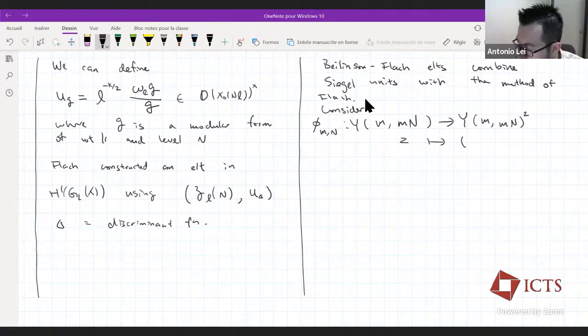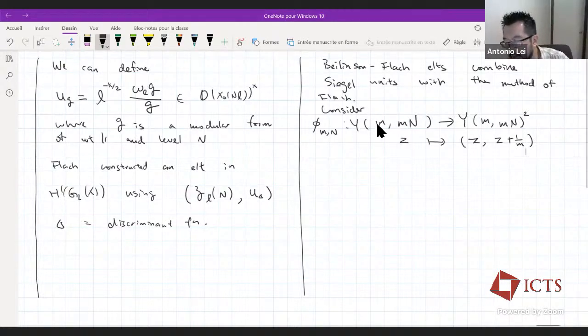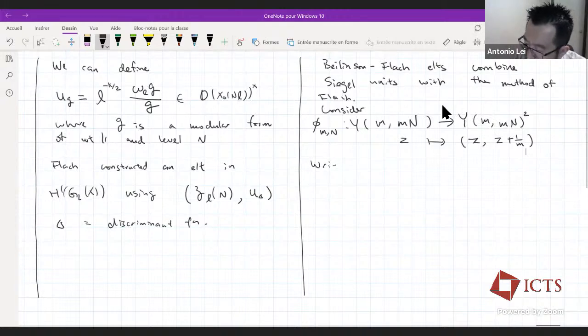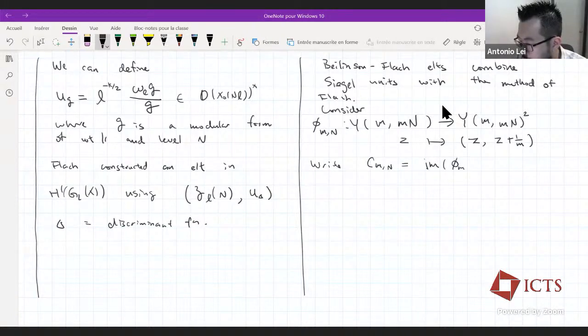And I look at this map, sending Z to Z and Z plus 1 over M. And again, this is a variety of dimension 1. So now this map would give me a subvariety of codimension 1. And so I will write C_MN for the image of this map.